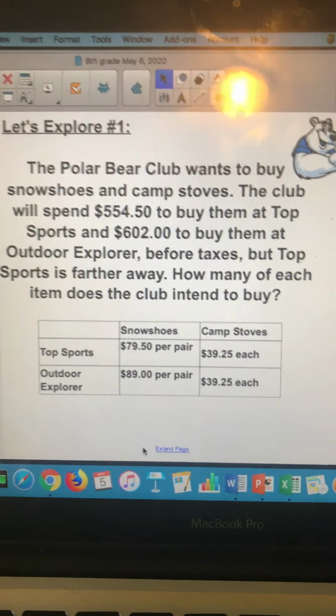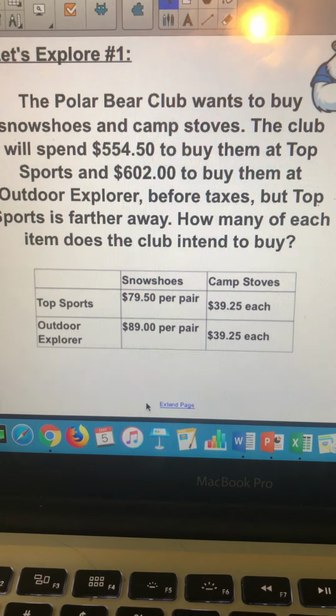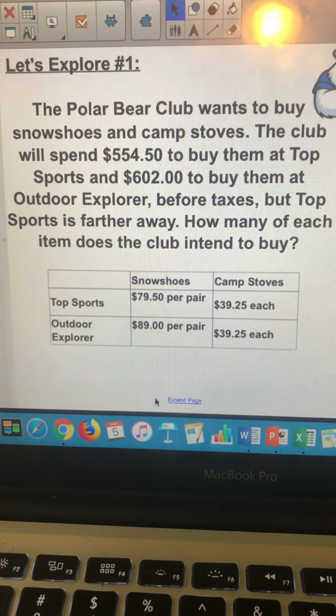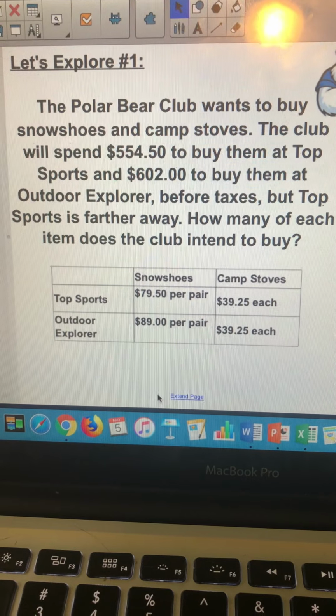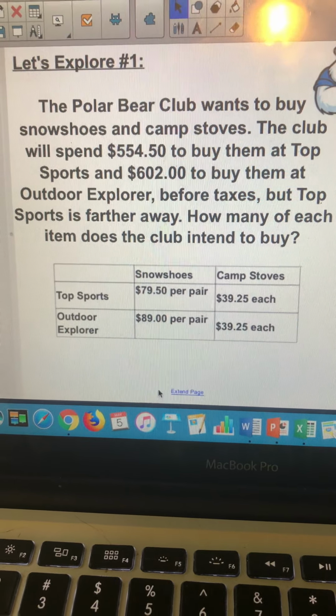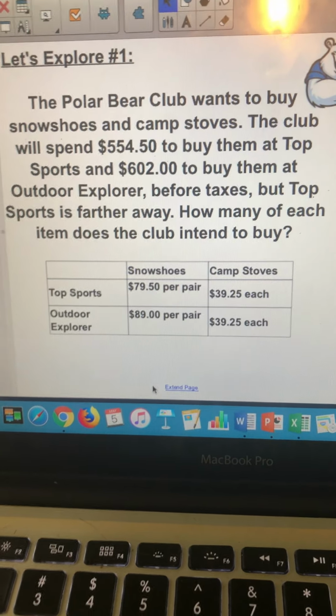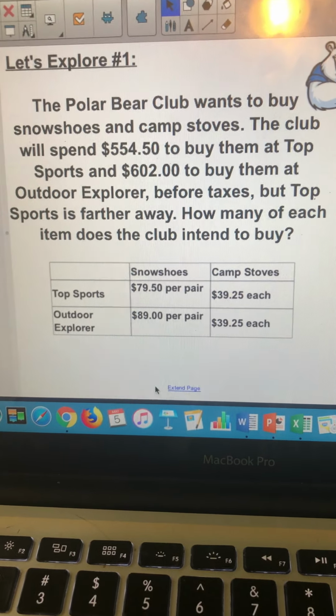It says the Polar Bear Club wants to buy snowshoes and camp stoves. The club will spend $554.50 to buy them at Top Sports and $602 to buy them at Outdoor Explorer before taxes. But Top Sports is farther away. How many of each item does the club intend to buy?